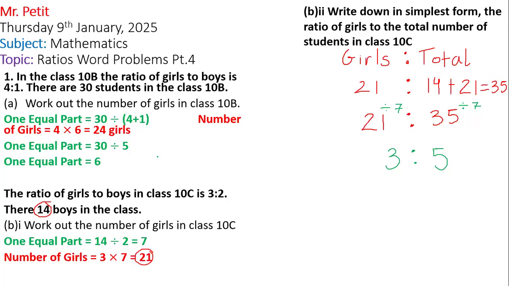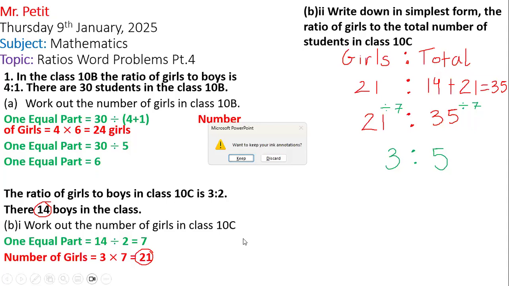Six is the one equal part, but is that the answer? Remember the question says work out the number of girls. So you would have to read the question again. In class 10B, the ratio of girls to boys is 4:1. So the first number would be girls. It's 4. 4 times 6 equals 24. Very good.